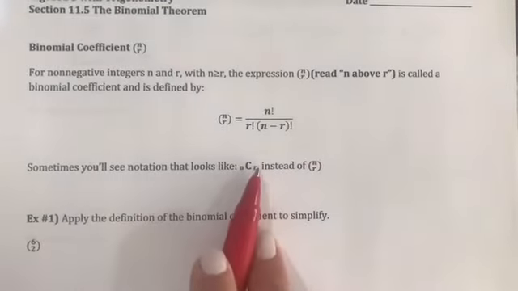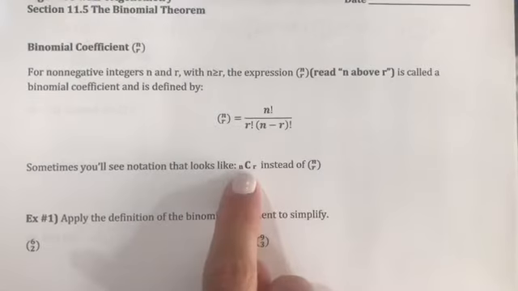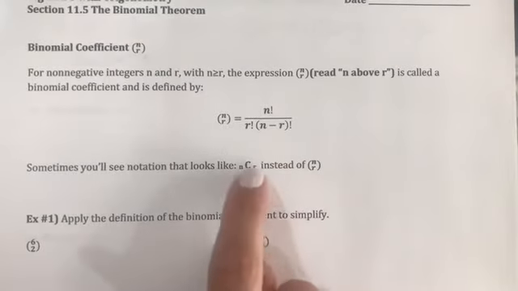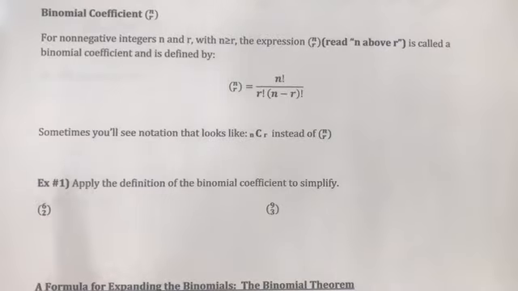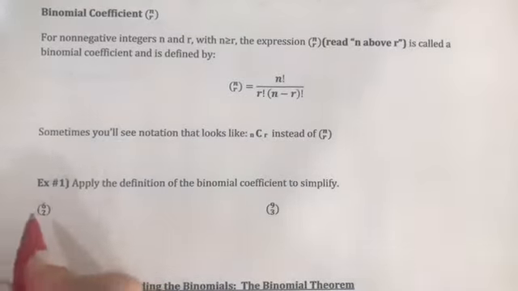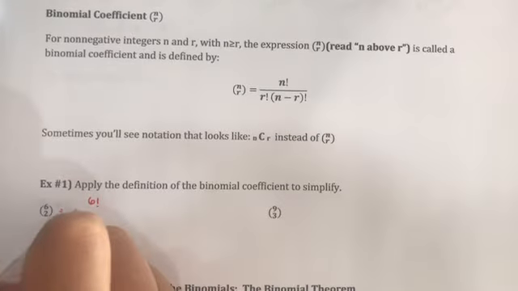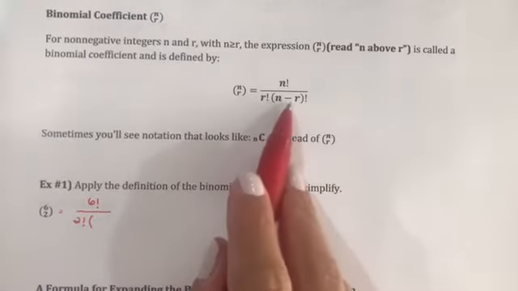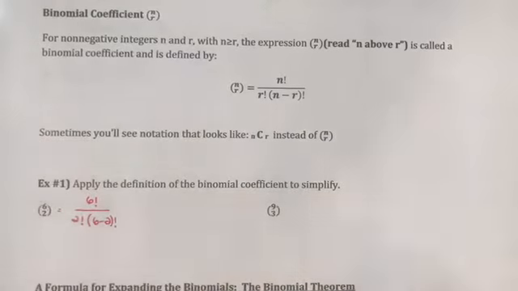Sometimes you will see this notation, nCr, instead of this, and your calculator has this notation in it, so I'll show you both. When we have something like 6 over 2, we would set it up as 6 factorial over 2 factorial, and then in parentheses, n minus r means we're going to have 6 minus 2, parentheses, factorial.